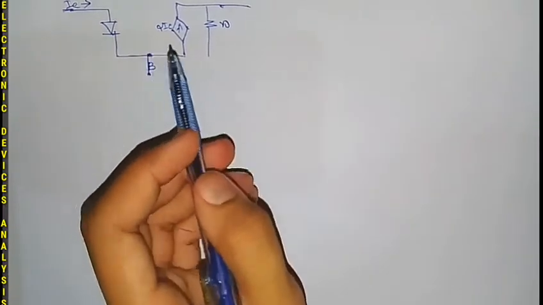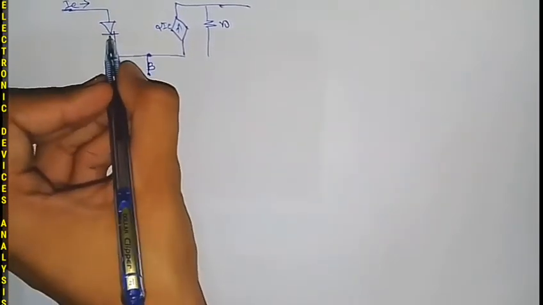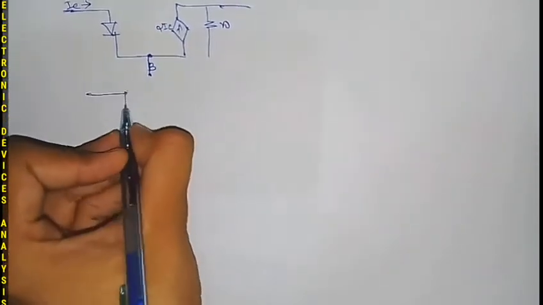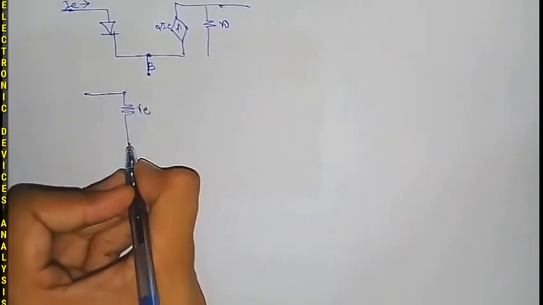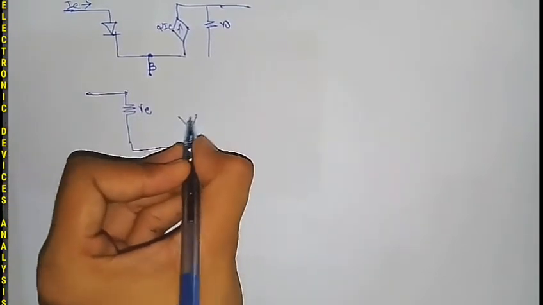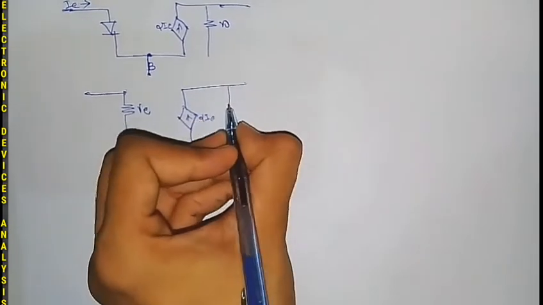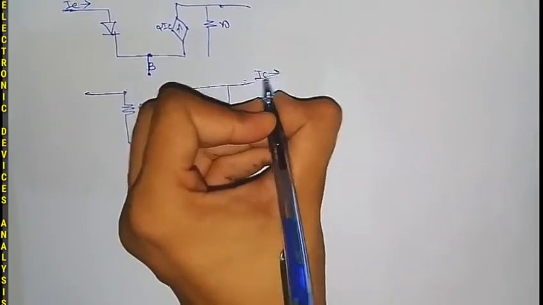So guys, this will be the model of the common base configuration. Now we will simplify it. There is a diode present, and this diode has the AC resistance of value re. So now we will replace this diode with the resistance small re, and there will be a dependent source alpha times IE, and all of the model will remain the same.